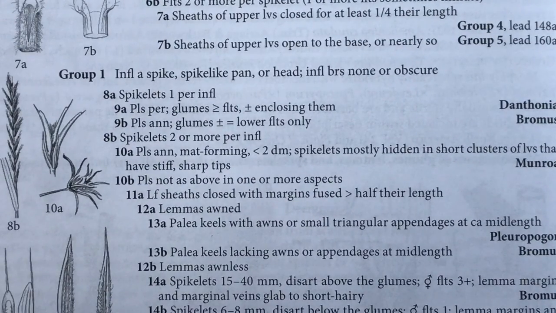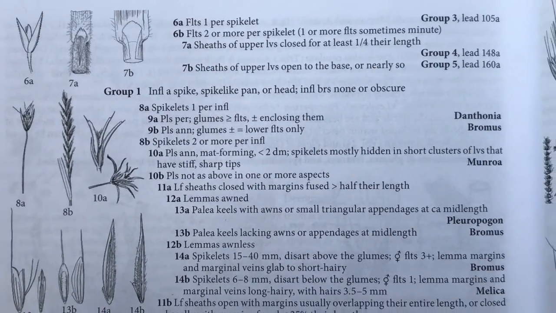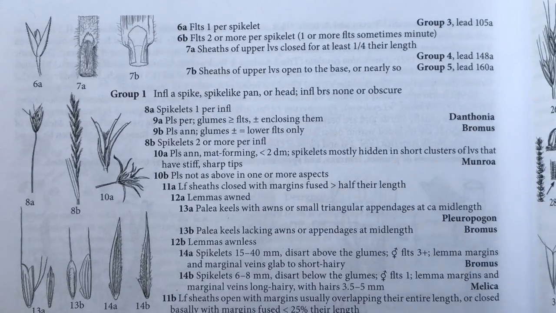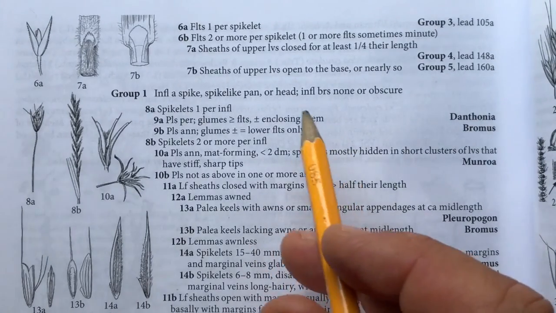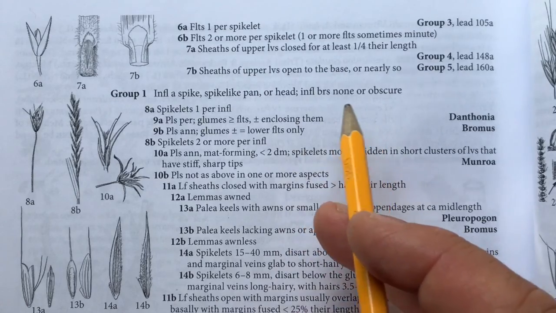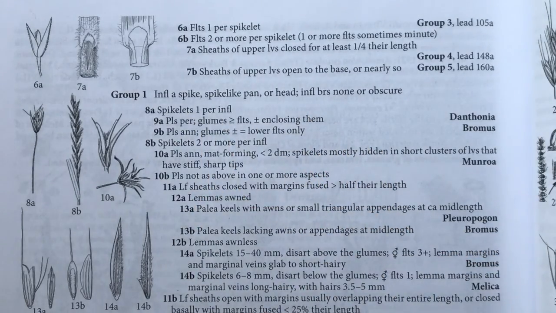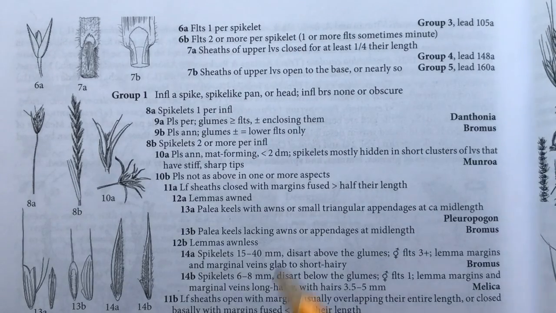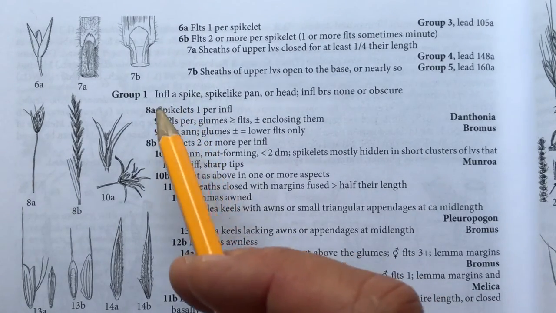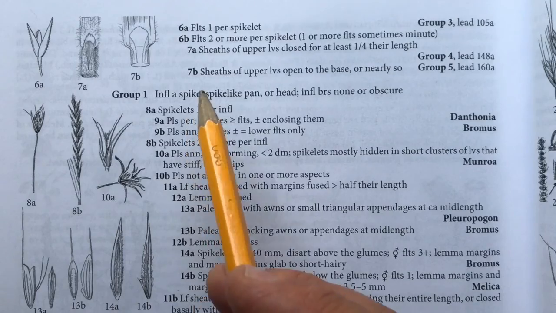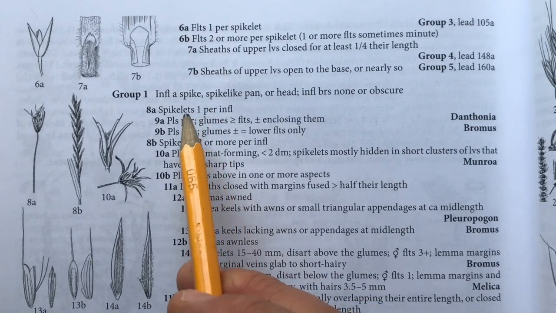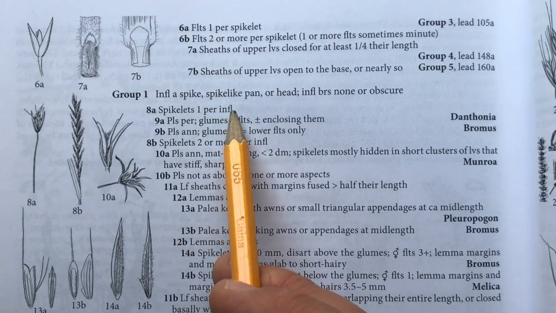Inflorescence, a spike, spike-like panicle or head. Inflorescence, branches none or obscure. We don't love that. I really don't love that, but we're going to go with it. And I think it'll work for this key, but the other one would be an option. But look at this. Spikelets, 1 per inflorescence.